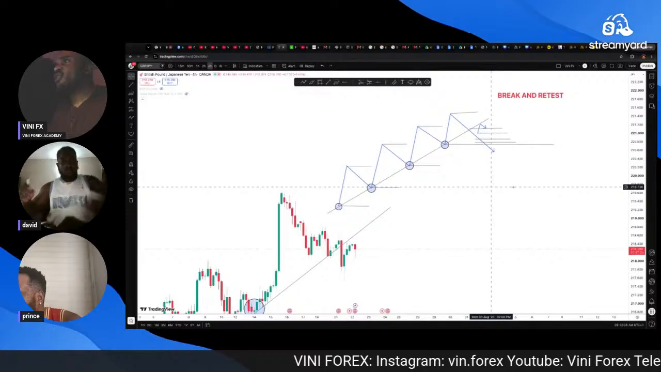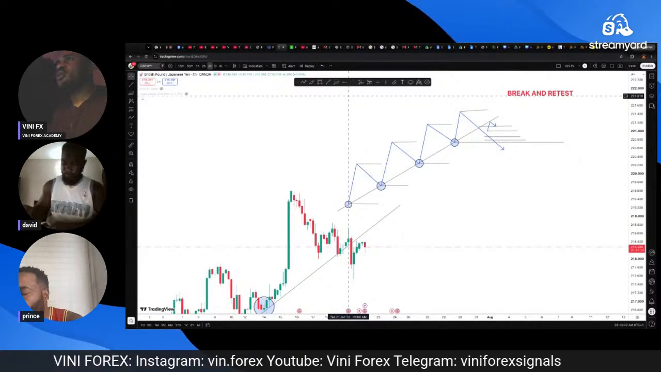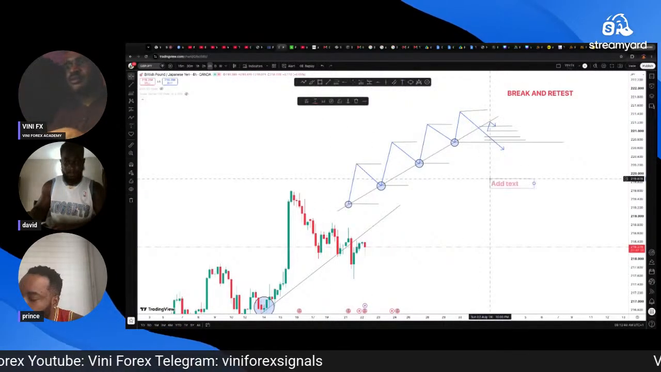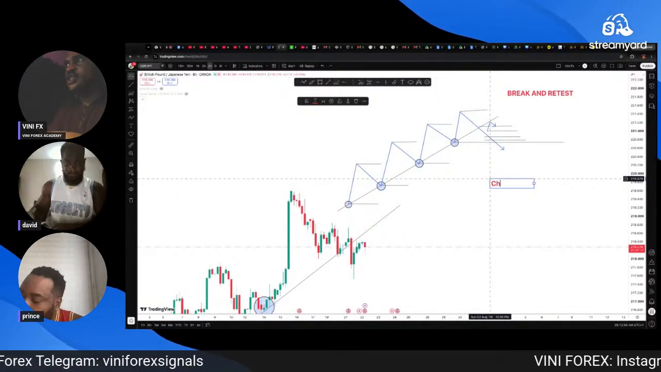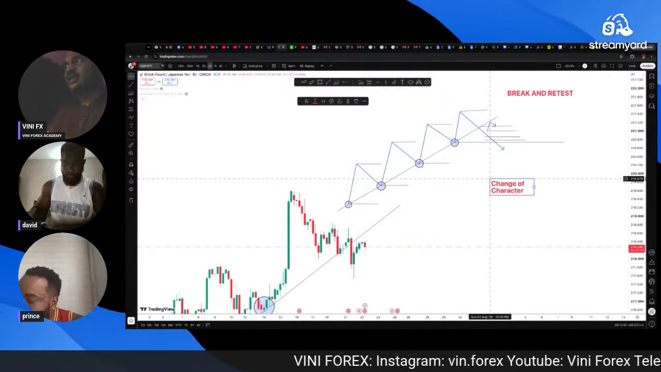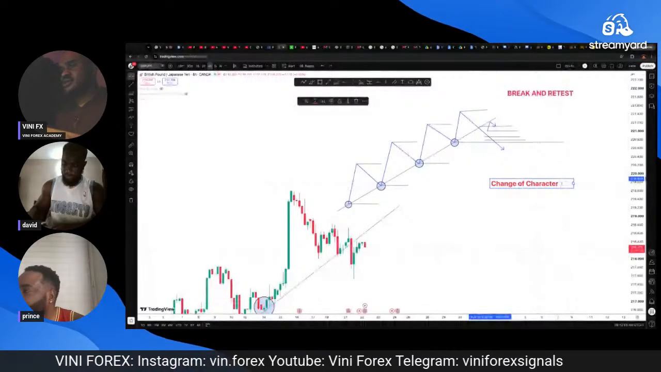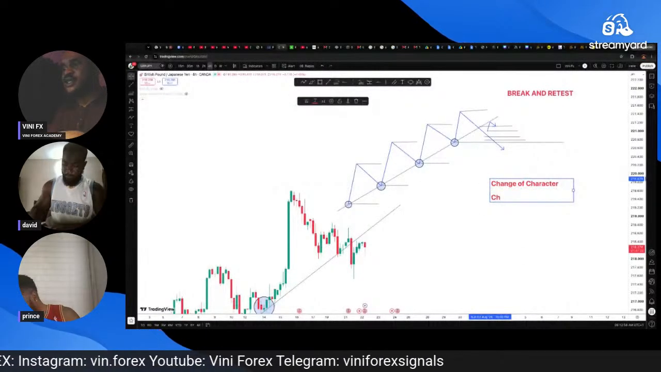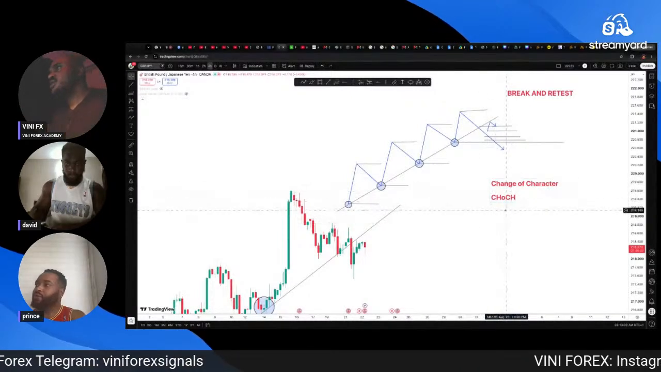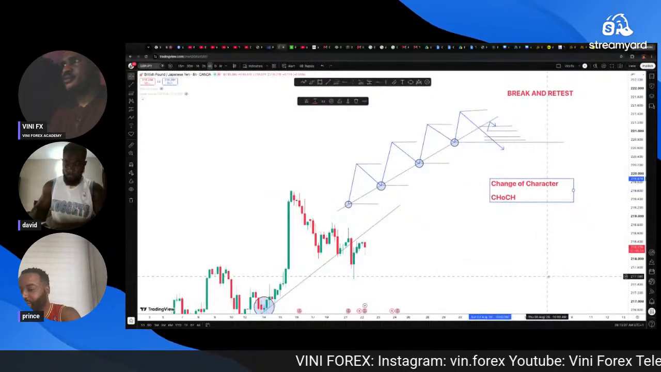The chart has done what is called a change of character. A change of character. Change of what? Character. Some people label it as CHOCH, like this. Change of character. You see it? Yes, sir.